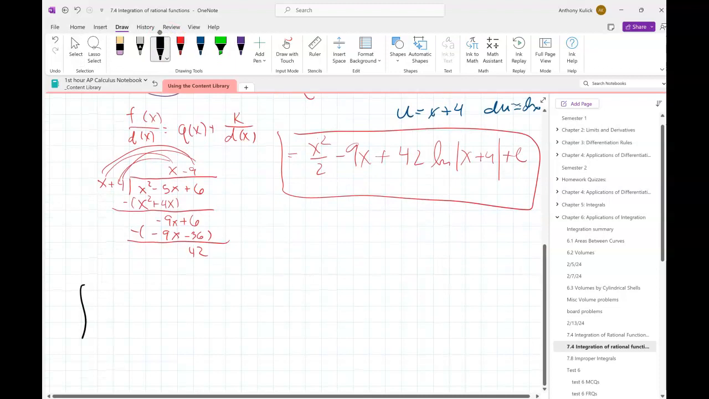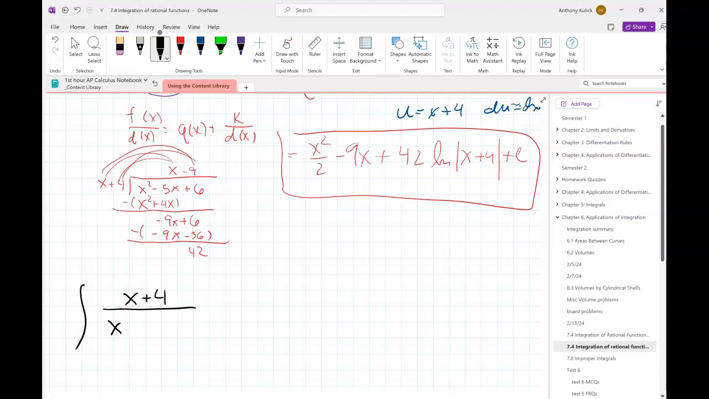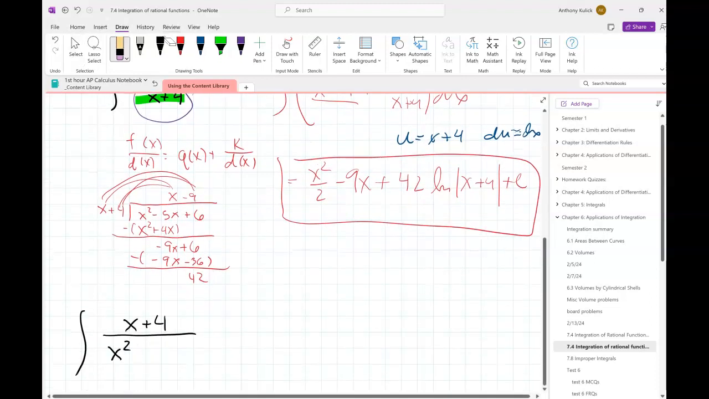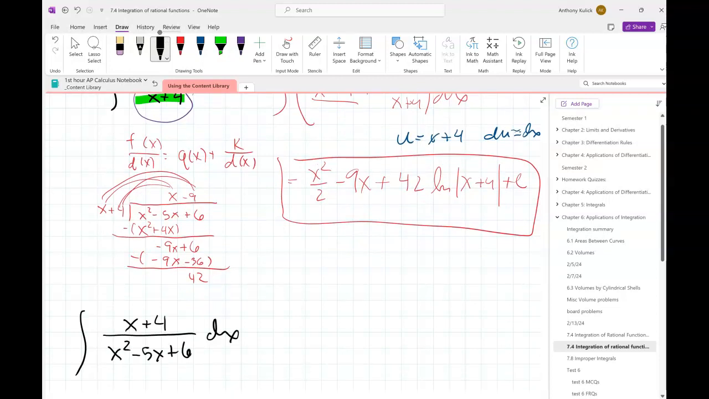What if it was the reverse direction, though? What if I had x plus 4 over x squared minus 5x plus 6? What's your question, Elena? I still couldn't hear you. You have your hand over your mouth.